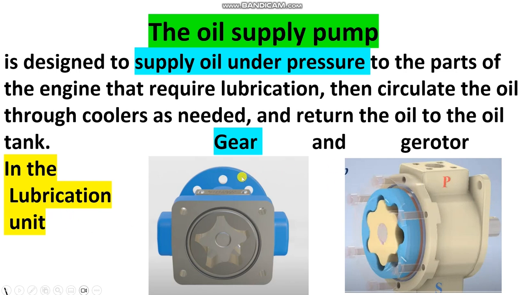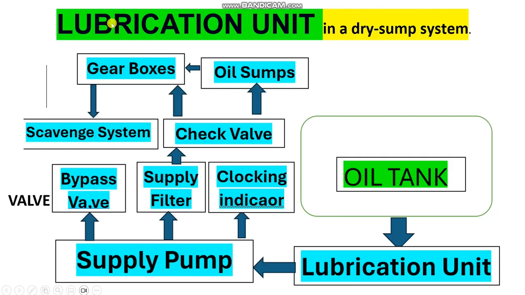Here are some types: gear pump or gerotor. Our type of engine here uses a gerotor. This is one gear. Here, more gears. This is the lubrication unit. Where is it? It is in a dry sump system.